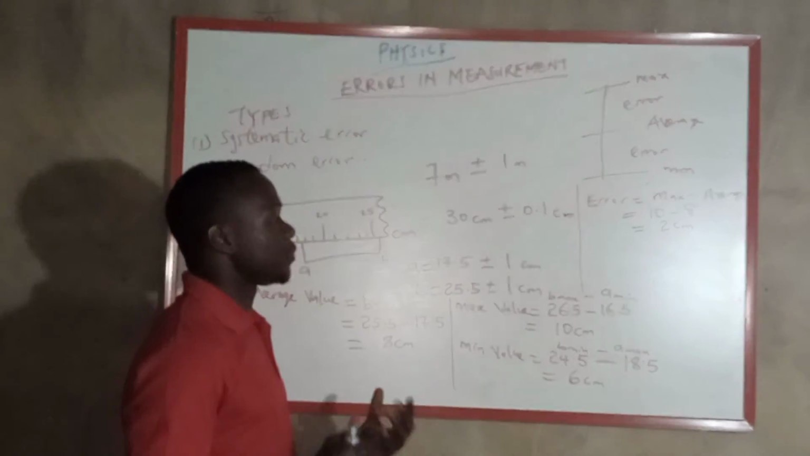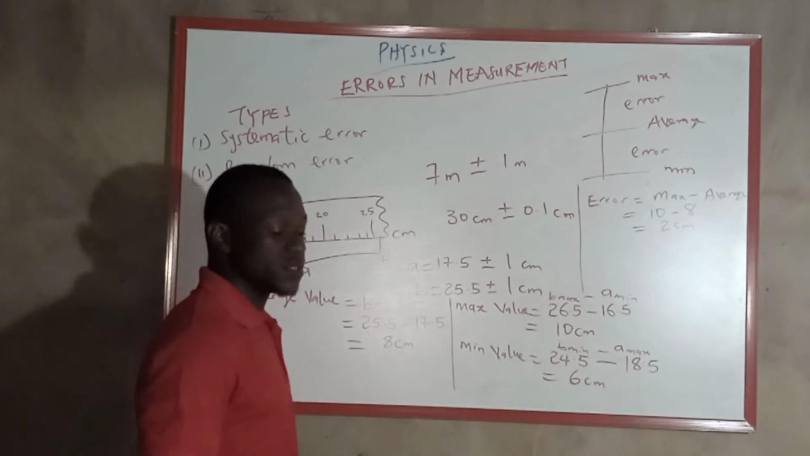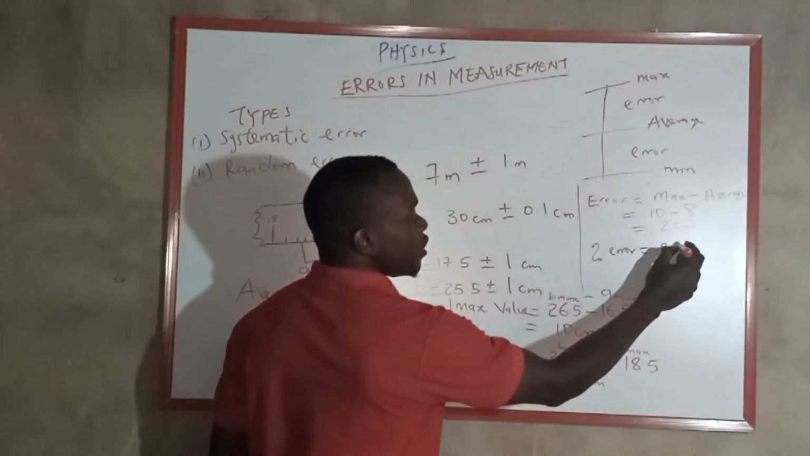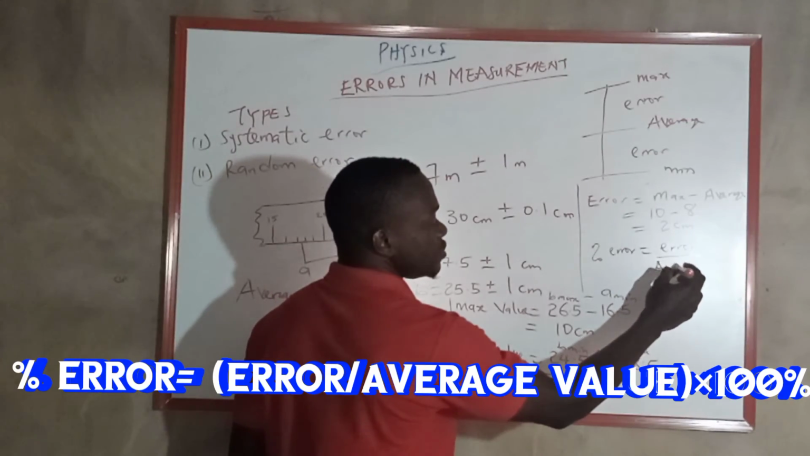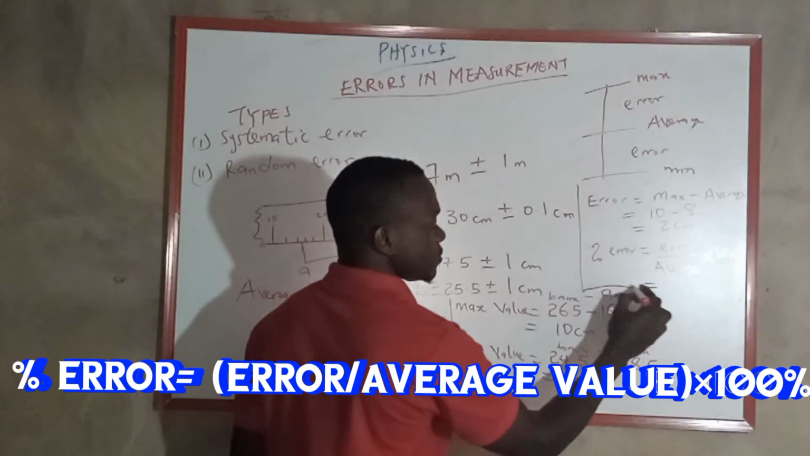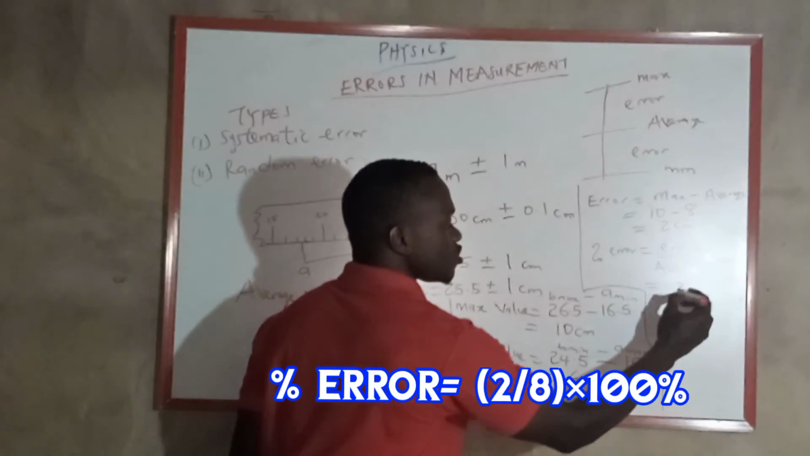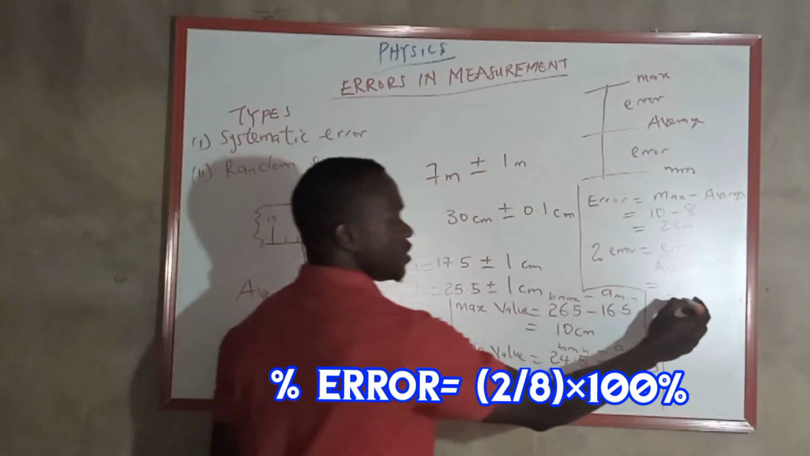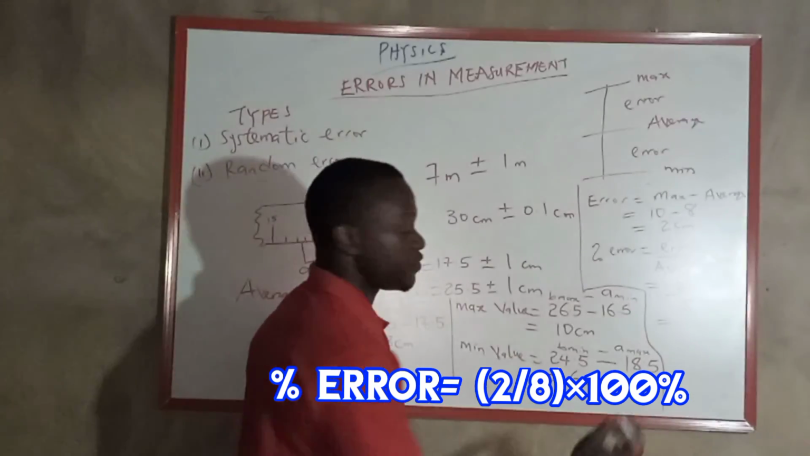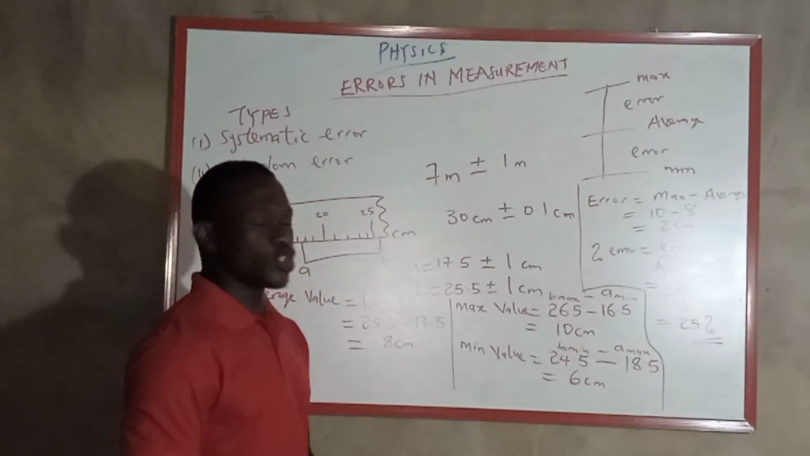Now how do you get the percentage error? The percentage error is the error over the average value times 100%. What's our error? 2 cm. So we have 2 cm over our average value, which is 8 cm, times 100%. That will give us 25%. So we have our percentage error to be 25%.